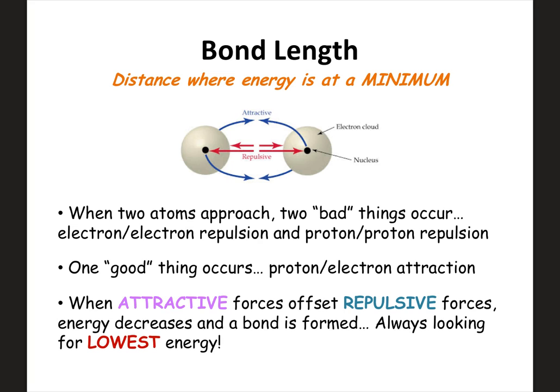So the basic gist is you have attractive forces and you have repulsive forces. And when the attractive forces are great enough to offset any of those repulsive forces, the energy decreases and the bond forms. Remember, we're always looking for this lower energy state. So you got to get that right moment when the attractive forces are great enough and they offset those repulsive forces, the energy drops and the bond forms. So this idea of bond length and the energy dropping and being at the minimum is very important here.